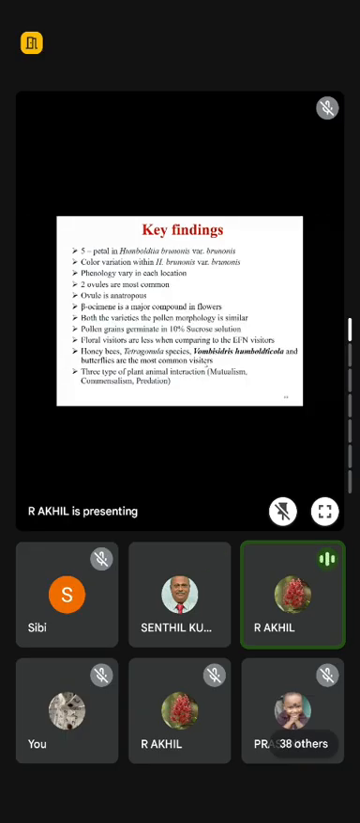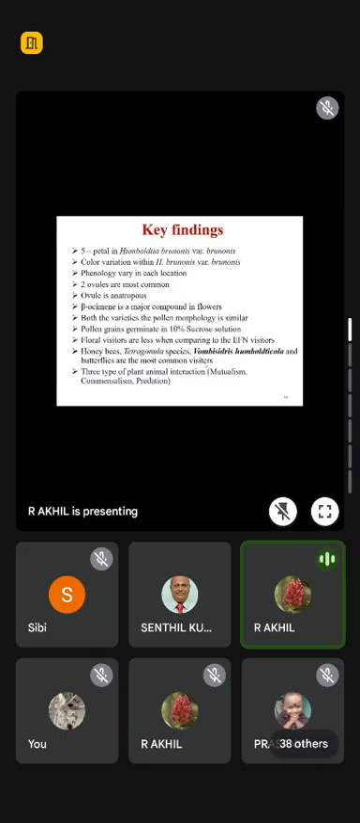In both the varieties, the pollen morphology is similar. Pollen grains germinate in 10% sucrose solution in vitro. Floral visitors are fewer when compared to visitors of the extrafloral nectaries. Honeybees, Tetragonula species, Braunsapis fructicola, and butterflies are the most common visitors. Three types of plant-animal interactions were noticed.